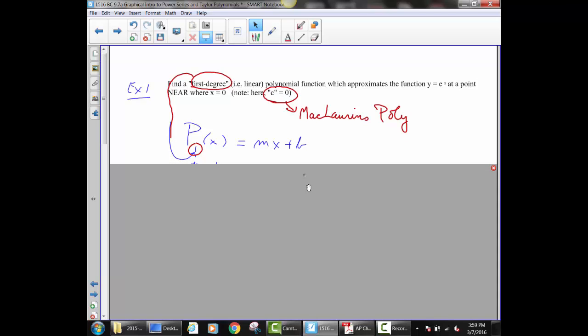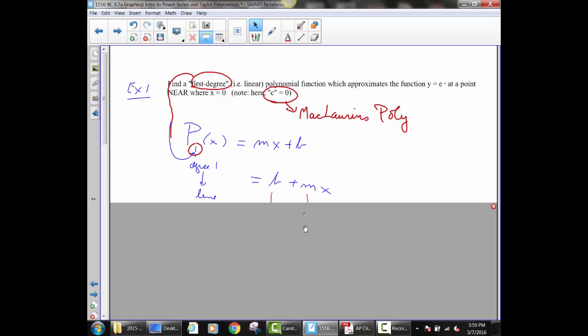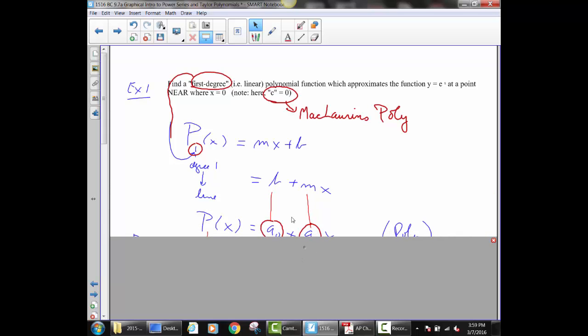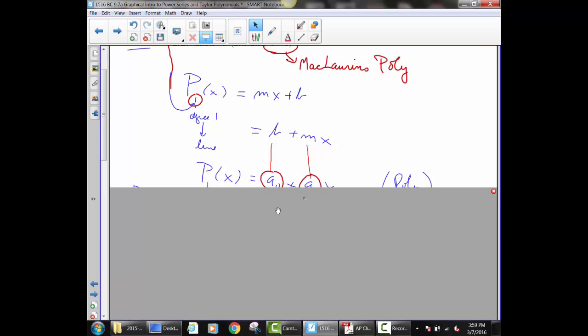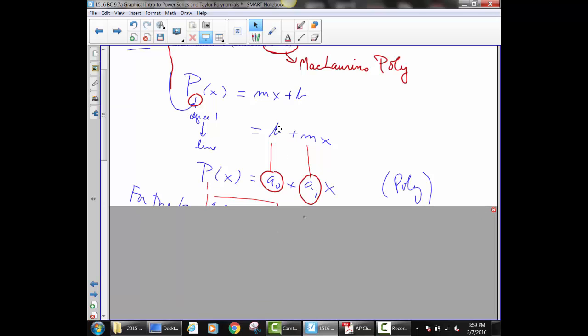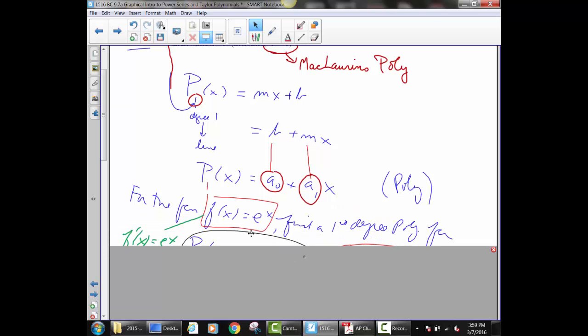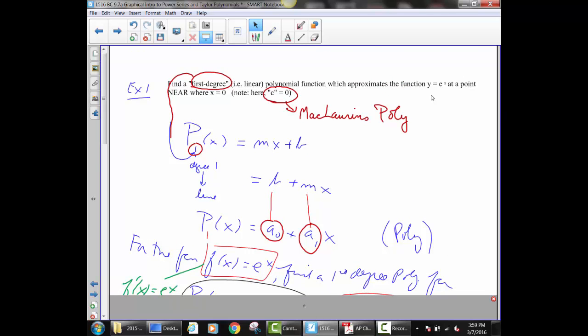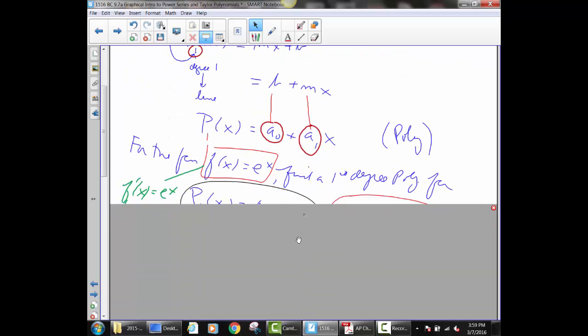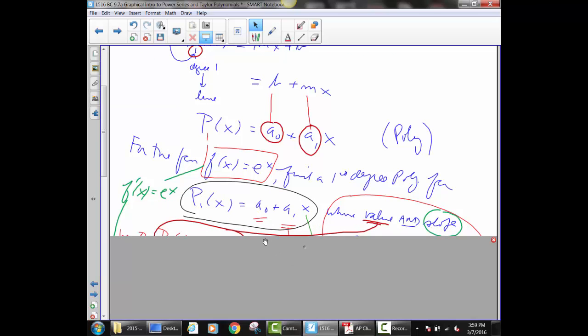All right, so our P1 of x, which was a first degree polynomial, is y equals mx plus b, right? So mx plus b. We're going to switch that order because, since it's going to be an infinite polynomial eventually, it makes sense to start at the lowest degree, which is x to the 0, and then go up to x to the 1. So I could call this b a0, I could call this m a1. Now, for the function f of x equals e to the x, we're asked to find a first degree polynomial. Okay, so we have our p1 of x equals a0 plus a1 x.